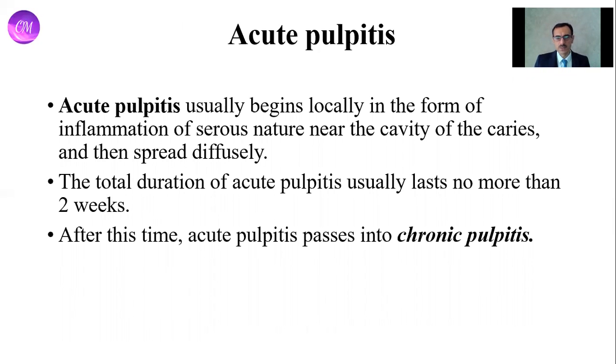Acute pulpitis usually begins locally in the form of inflammation of serous nature near the cavity of the caries and then spreads diffusely. The total duration of acute pulpitis usually lasts no more than 2 weeks. After this time, the acute pulpitis passes into chronic pulpitis.